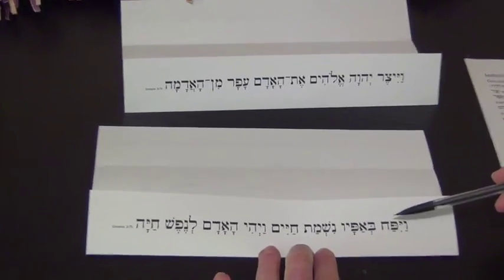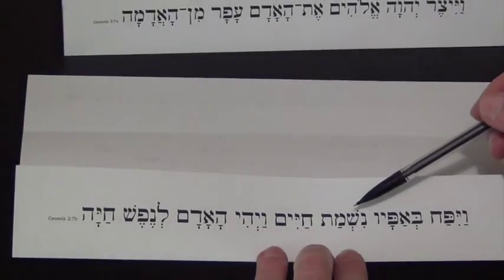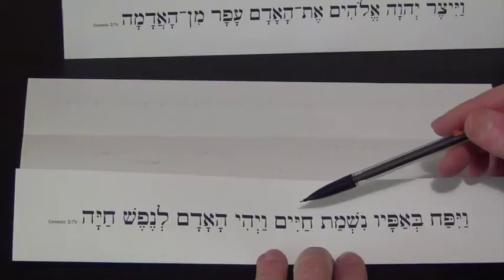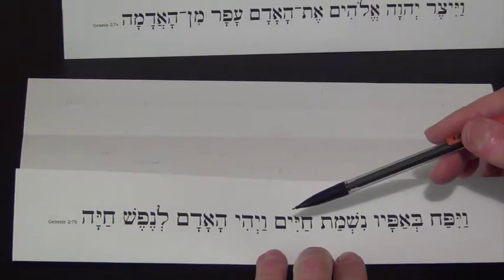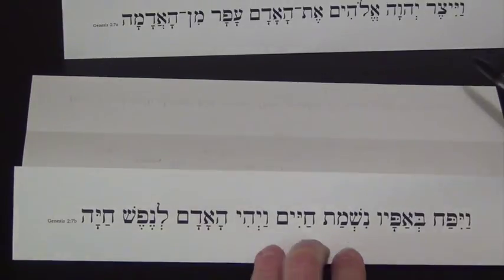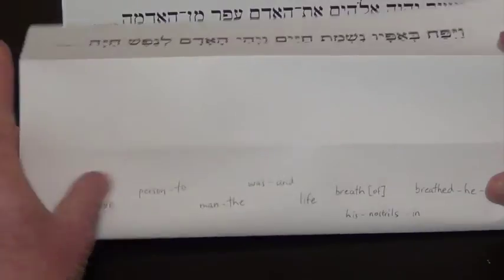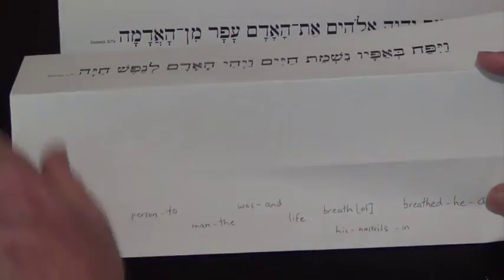Vayipach be'apai nishmat chaim vayehi ha'adam lenefesh chaya. And again, I haven't done the letter by letter, but we come down to the word by word.